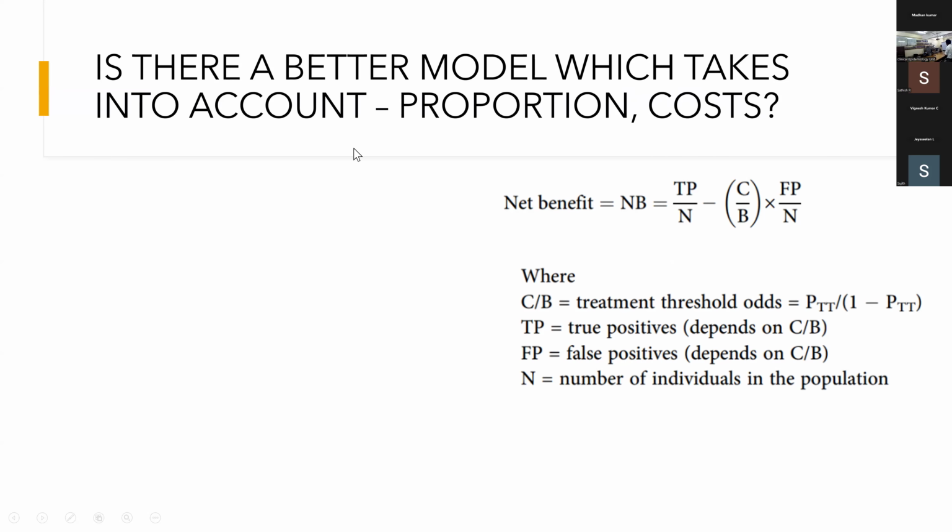What is C by B? C by B is nothing but what we saw in the preceding slides. C is the cost associated with treating someone for a disease while the patient did not have the disease. And B is the cost associated with not treating a patient who actually had the disease. So here we come to know that the cost per se is also taken into account, and the proportion of patients is also taken into account in this model.